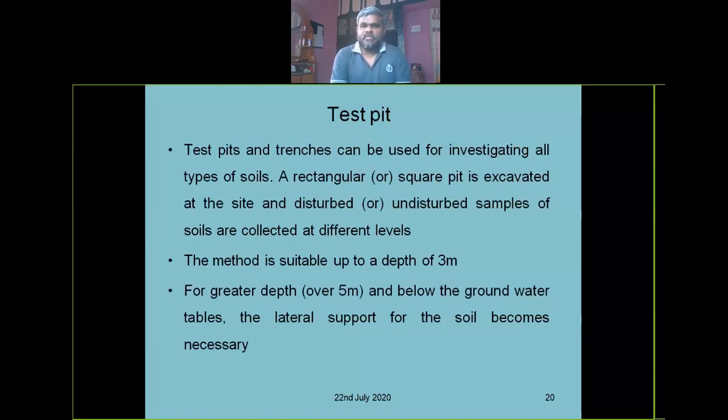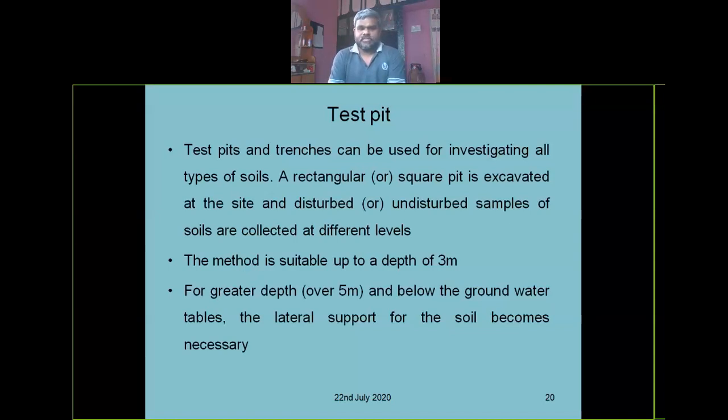A rectangular pit is excavated at the site along the alignment of whatever construction you are going to do, if you are going to construct a road, bridge, or metro, right? So the pit is excavated at the site, and disturbed or undisturbed samples are collected at different levels. The method is suitable up to a depth of 3 meters. The rectangle may be 3 meter by 2 meter by 3 meter, like that.